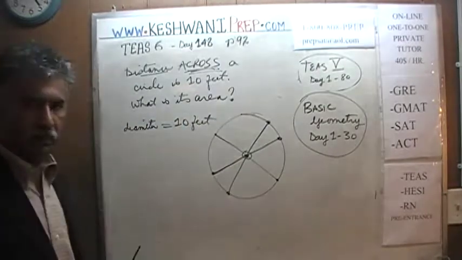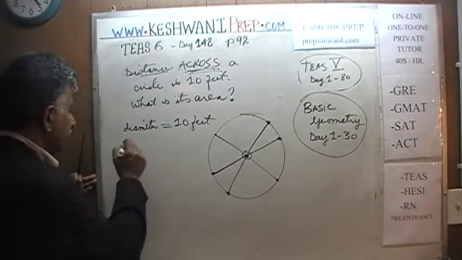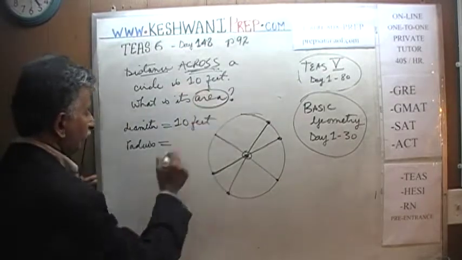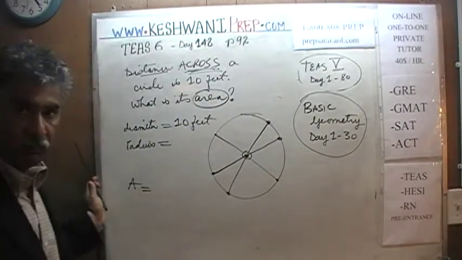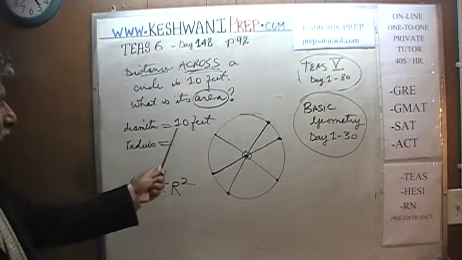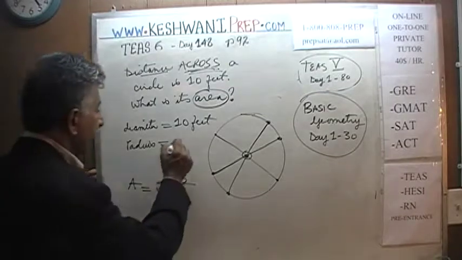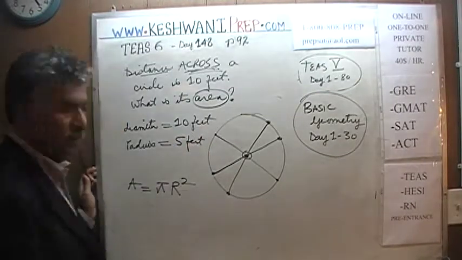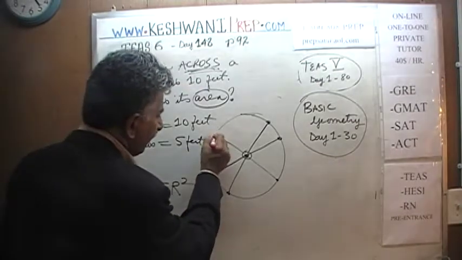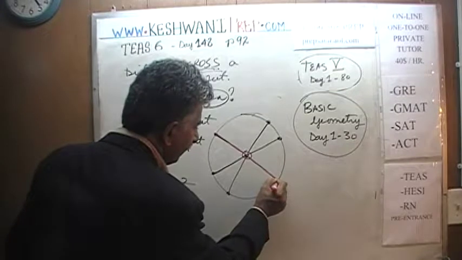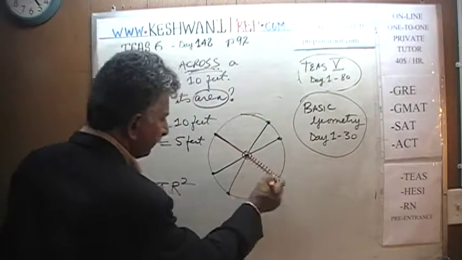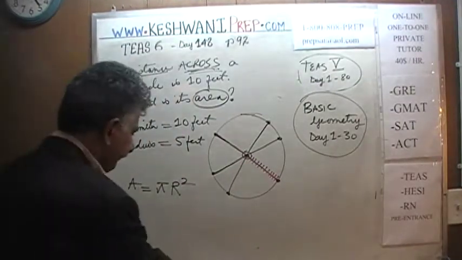But if the diameter is 10 feet, we know what the radius is. And why do we need to know the radius? Well, because they're asking for the area of the circle, and the area of the circle we know is equal to pi r squared. We need to know the radius. But the diameter is 10 feet, radius is 5 feet. Half of it. Because if I were to take this diameter right here, the radius would be distance from the center to the outermost edge. That's your radius right there. Half the diameter. So that's 5 feet.